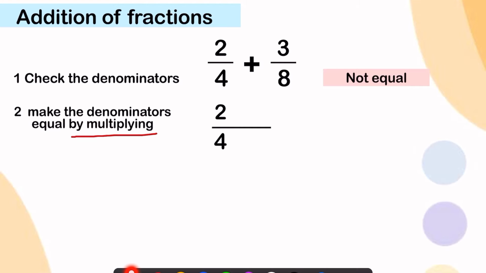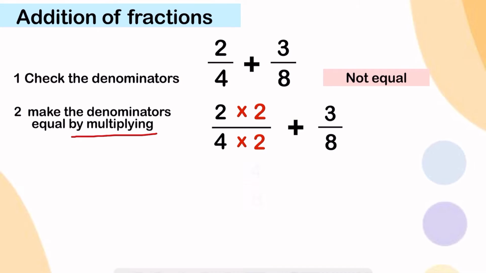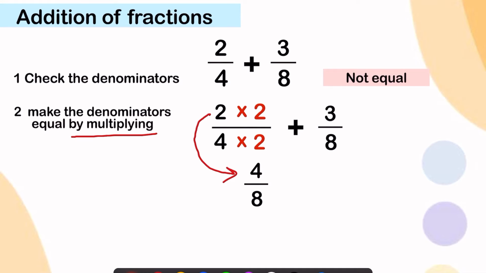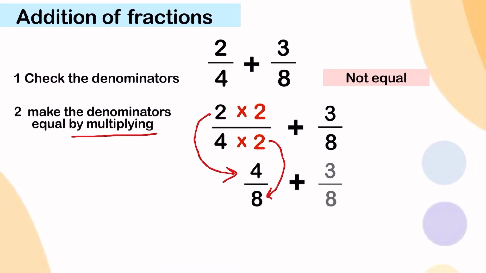Now, we have 4 and 8. I want it to be the same number. Can you tell me, how do I get 8 from 4? By multiplying. So you need to multiply 4 by 2, right? So you can get 8. Can you see? From 2 over 4, we've got 4 over 8. 2 times 2 is 4. 4 times 2 is 8. And for 3 over 8, you just leave it. Do not change anything.